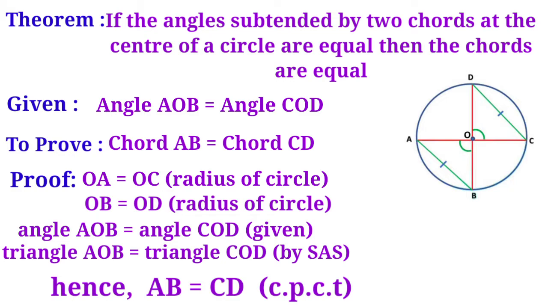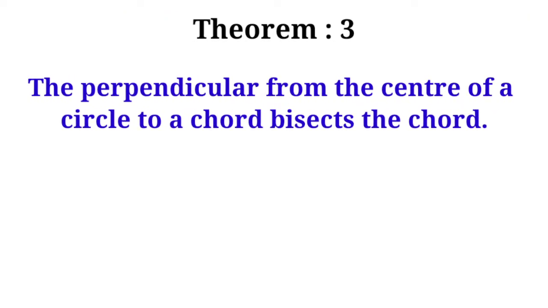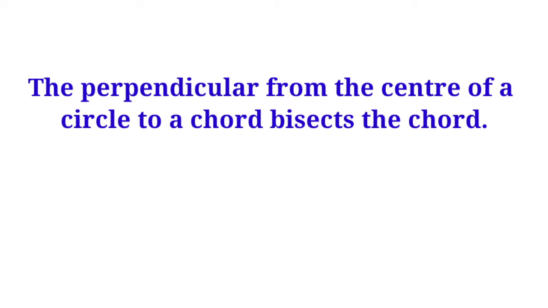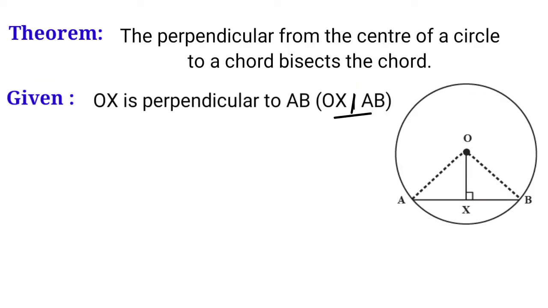Now let's understand the next important theorem of chords. The theorem is: the perpendicular from the center of a circle to a chord bisects the chord. Means in this picture, AB is the given chord and OX is perpendicular to AB. And we have to prove XA is equal to XB. So let's understand the process. Given: OX is perpendicular to AB. To prove: XA is equal to XB.